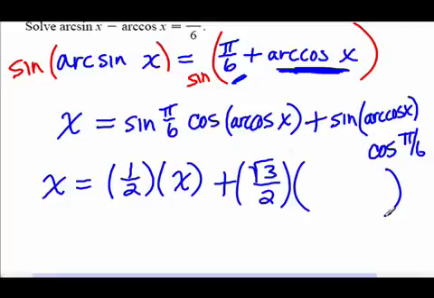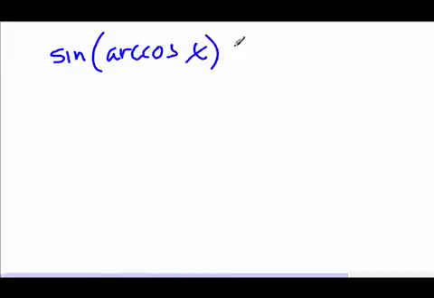We're going to ask ourselves, what is the sine of arc cosine x? Right? So let's just take a look at that for a minute. What is the sine of arc cosine x? What does this mean to you guys? Arc cosine x simply means there's an angle out there whose cosine is x, right?